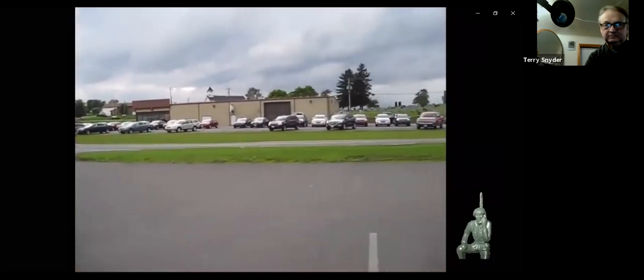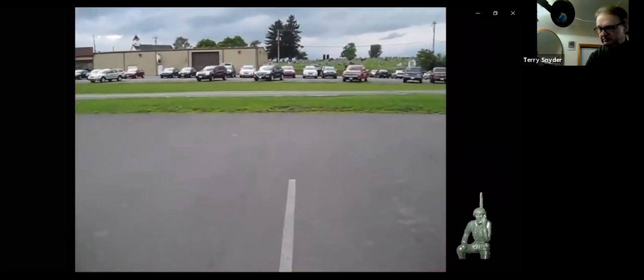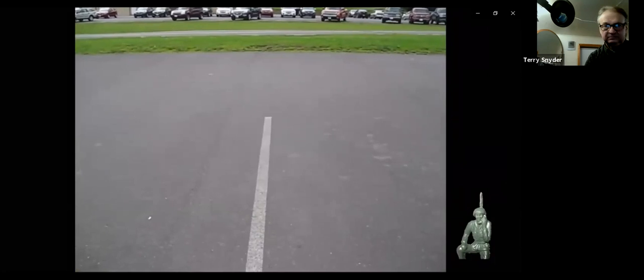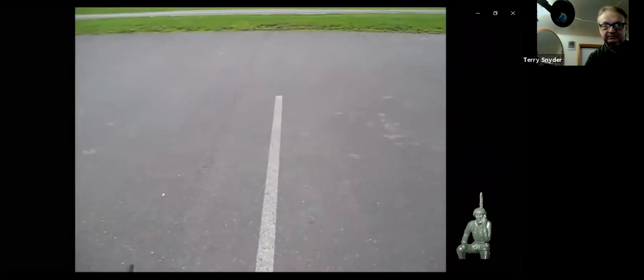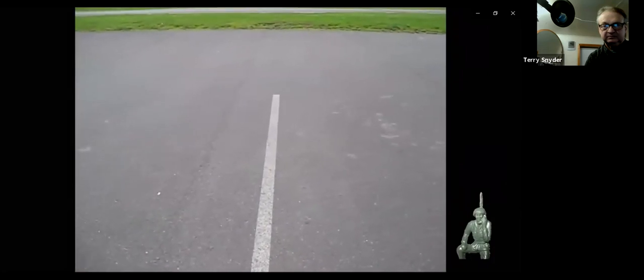Okay, guys, we're at the restaurant, and we're going to check the simplex repeater here. We're about 9 miles from the retreat location, and we'll go ahead and call into the ocean radio and see if that repeater can pick us up from 9 miles away.